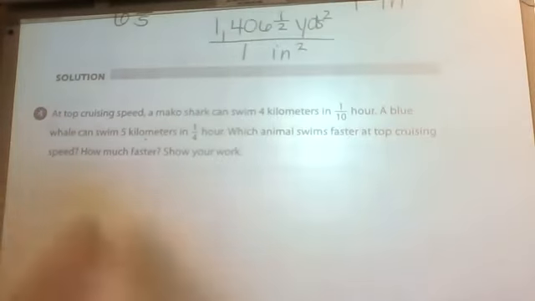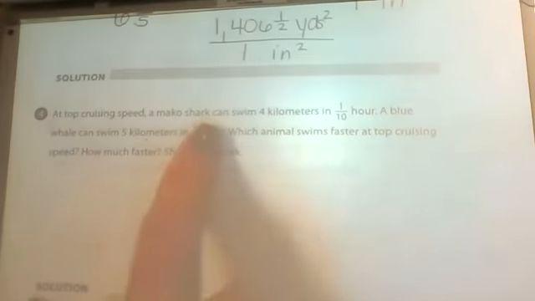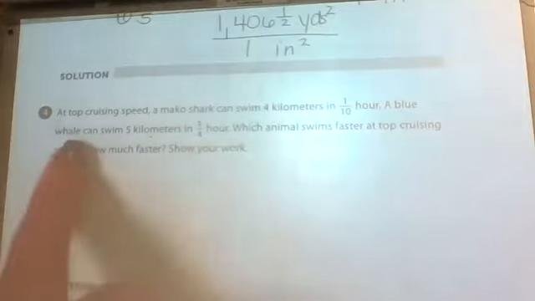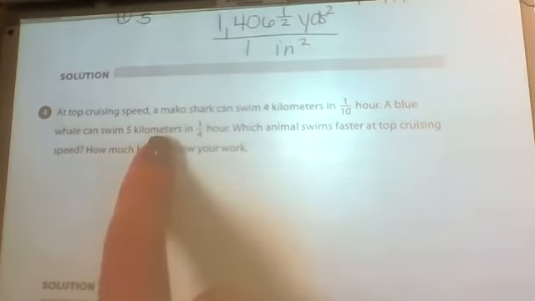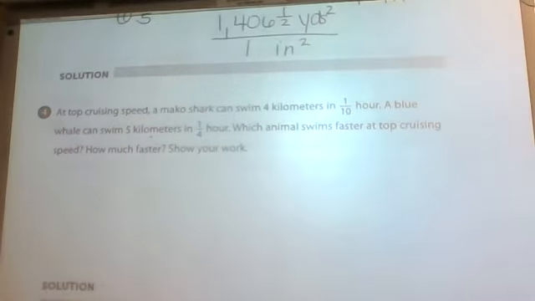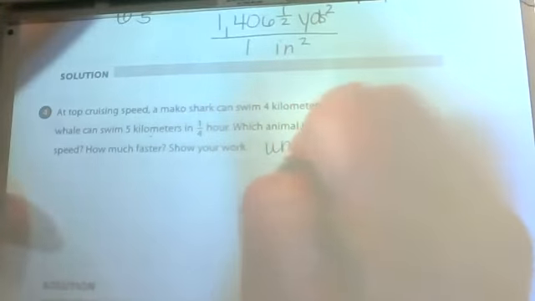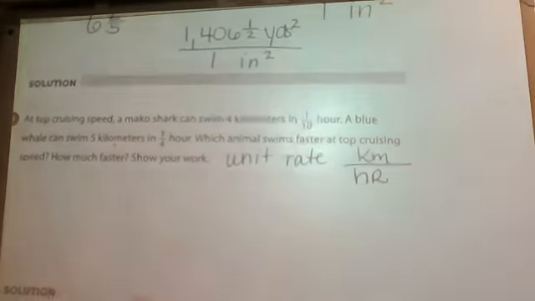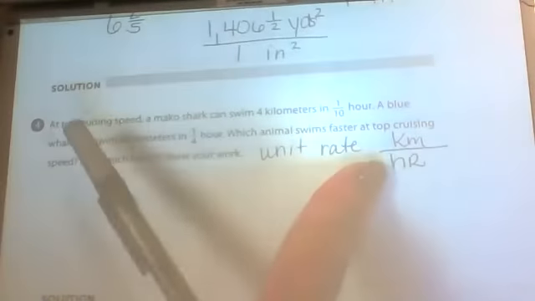Number 4: at top cruising speed, a mako shark can swim 4 kilometers in 1/10 of an hour. A blue whale can swim 5 kilometers in 1/4 of an hour. Which animal swims faster at the top cruising speed, and how much faster? In order to compare these, we have to find the unit rate of kilometers per hour. That's what will tell us our speed.